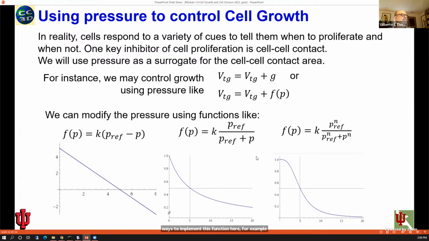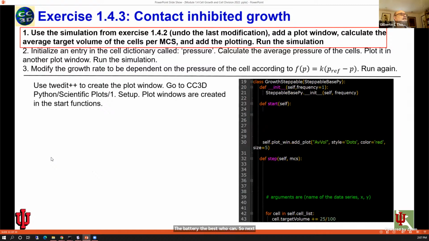For example, here we have 3 different ways to implement this function: a linear variation, a rational variation, no, it's not a Michaelis-Menten function here. No, it's not a Hill function, like a Hill function, this third one. You can choose any of those to try to reproduce your experimental data the best you can, okay? So, next exercise: implement the contact inhibited growth in the model we have.